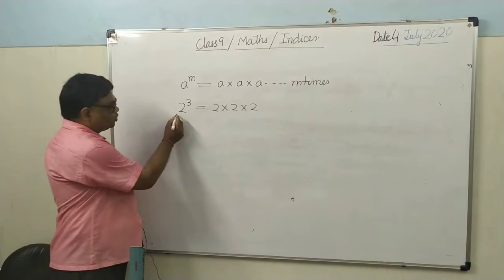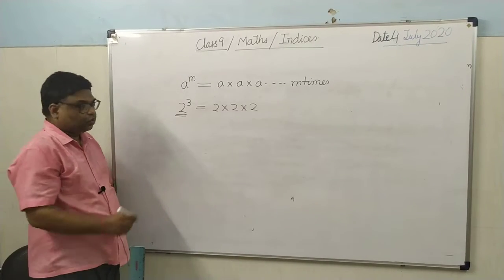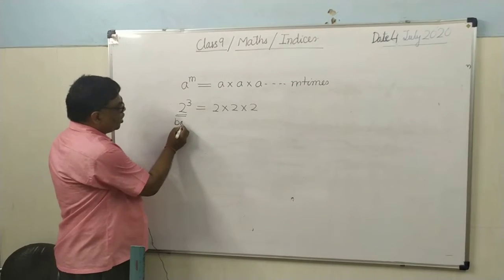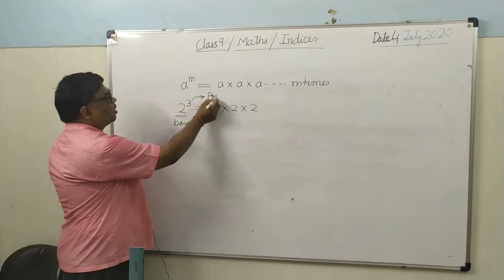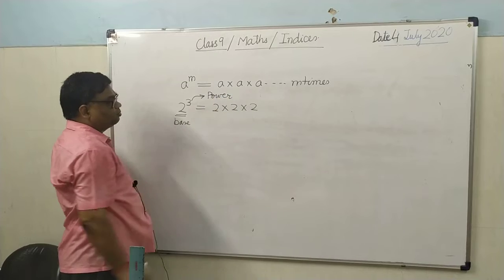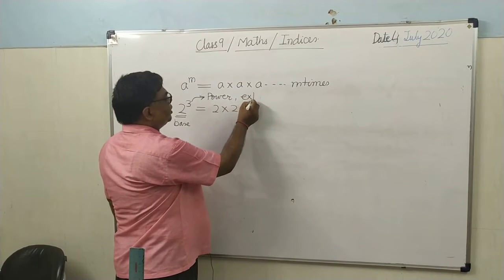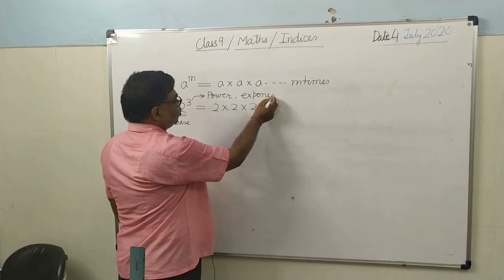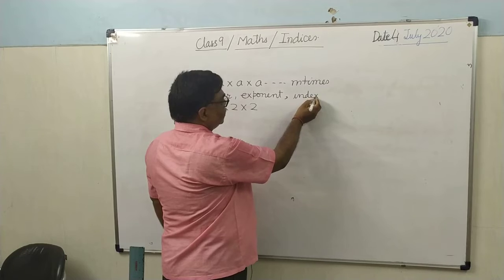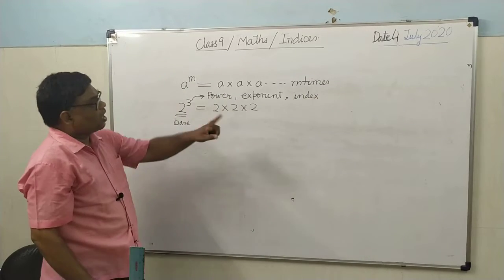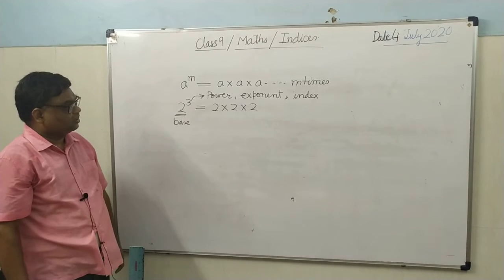Now what is this 2 here? This 2 is the base, while 3 is known as power. What are the other names of the power? Power we can call the exponent. Power we also call the index. It's clear? The plural of index is indices.